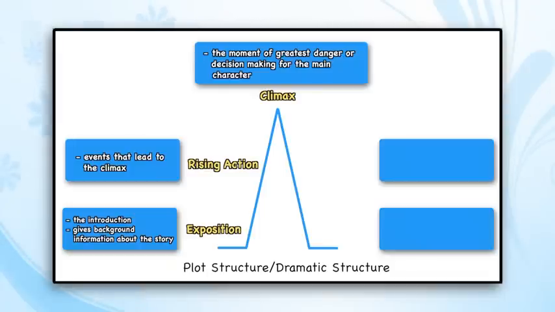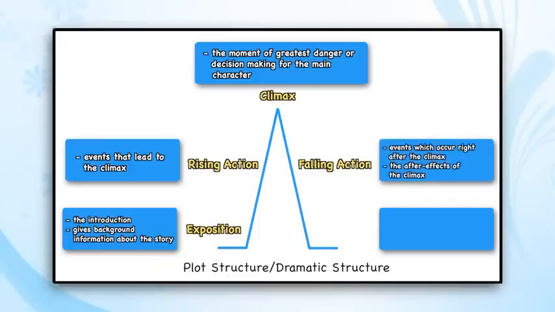Then move on to your falling action. The falling action deals with events which occur right after the climax. These events are usually the after effects of the climax. Finally, wrap up your story with a resolution. This marks the end of the falling action and the conclusion to the story. It can also be the end of the plot that reveals the final outcome of its conflicts or the solution of its mysteries. And this is how you write a good narrative essay.